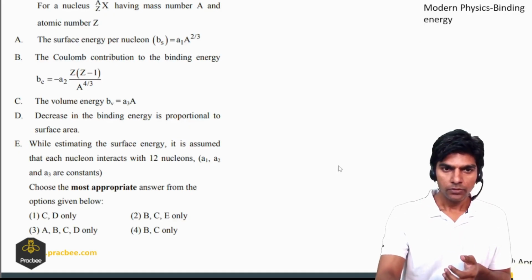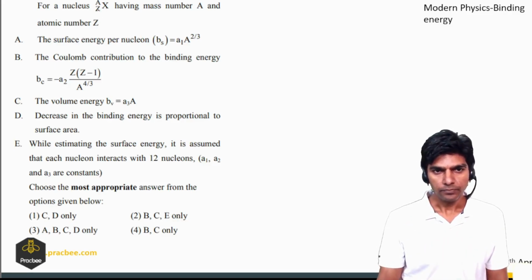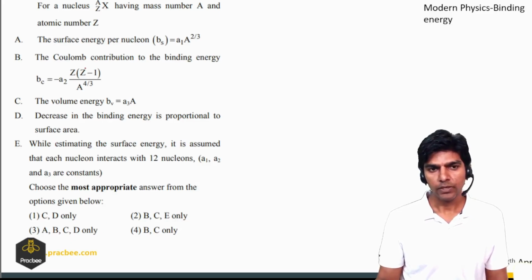Okay. So let us see the question based on this concept. For a nucleus X having mass number A and atomic number Z, we have been given 5 statements and we have to figure out which of the options is correct. Statement A: the surface energy per nucleon is A1 times A raised to power 2 by 3. First, they are saying positive, right? It has to be negative, so it is incorrect.